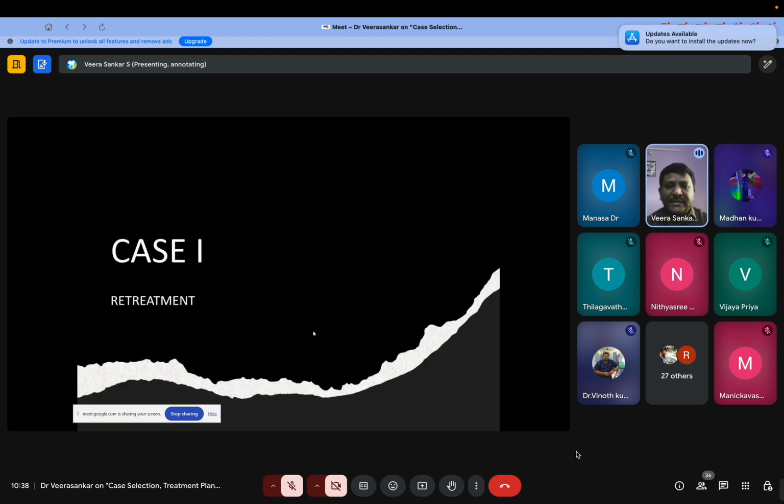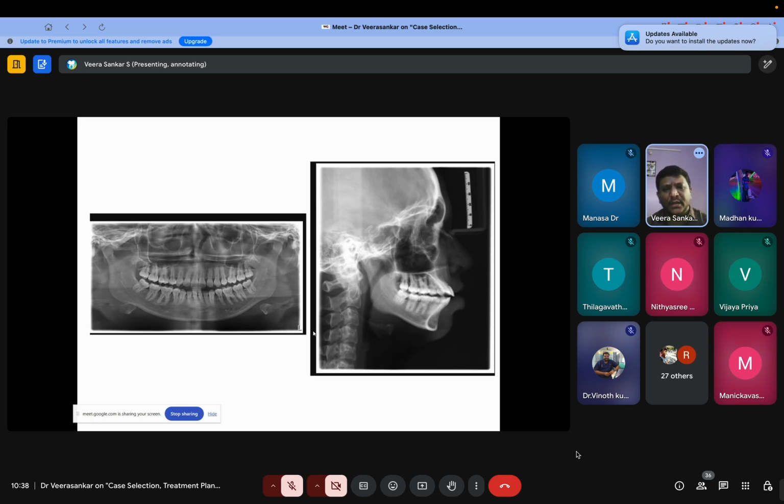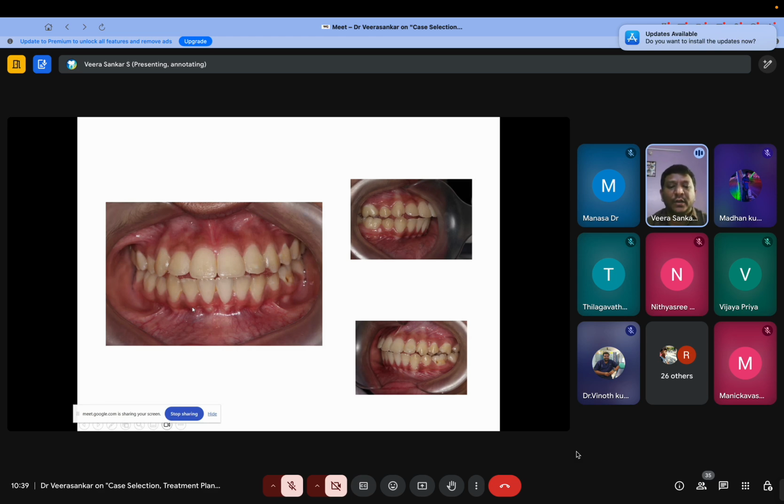So case 1 is a retreatment case. This is a case of a patient who underwent all first premolar extraction for anterior retraction 5 years back. But this is a cephalogram and OPG they brought to me while visiting the clinic. You can clearly appreciate the increase in inclination of the upper and lower anteriors, the fully erupted third molars, and the extracted first premolars. So this is the proclination that is there in the patient's mouth.